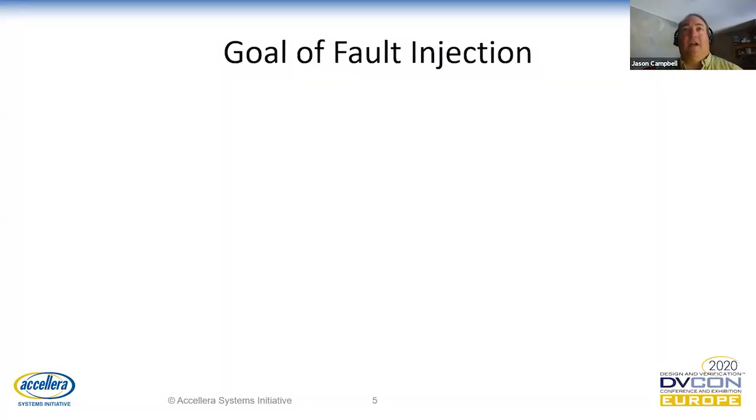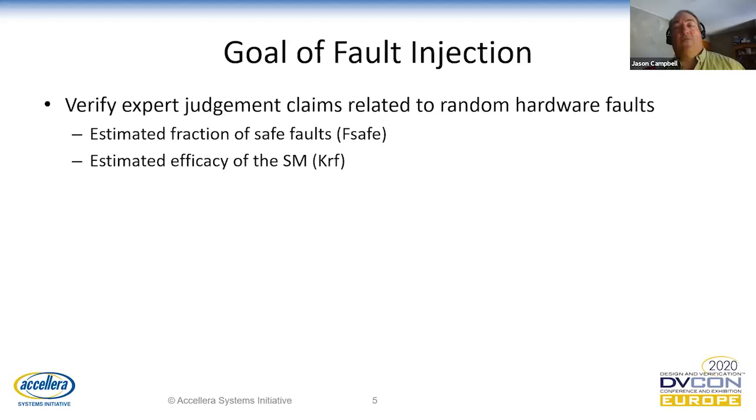So let's take a look at the goals of fault injection. When the functional safety analysis was done, an expert said that this particular safety mechanism is going to have an efficacy of 98%, or whatever number they gave it. They're also going to say that there are some faults which are safe. What we're going to do with fault injection is verify the claims made by that expert. A safe fault might be a signal tied to 0. So a stuck-at 0 is safe. Nothing can ever happen if that fault were to occur.